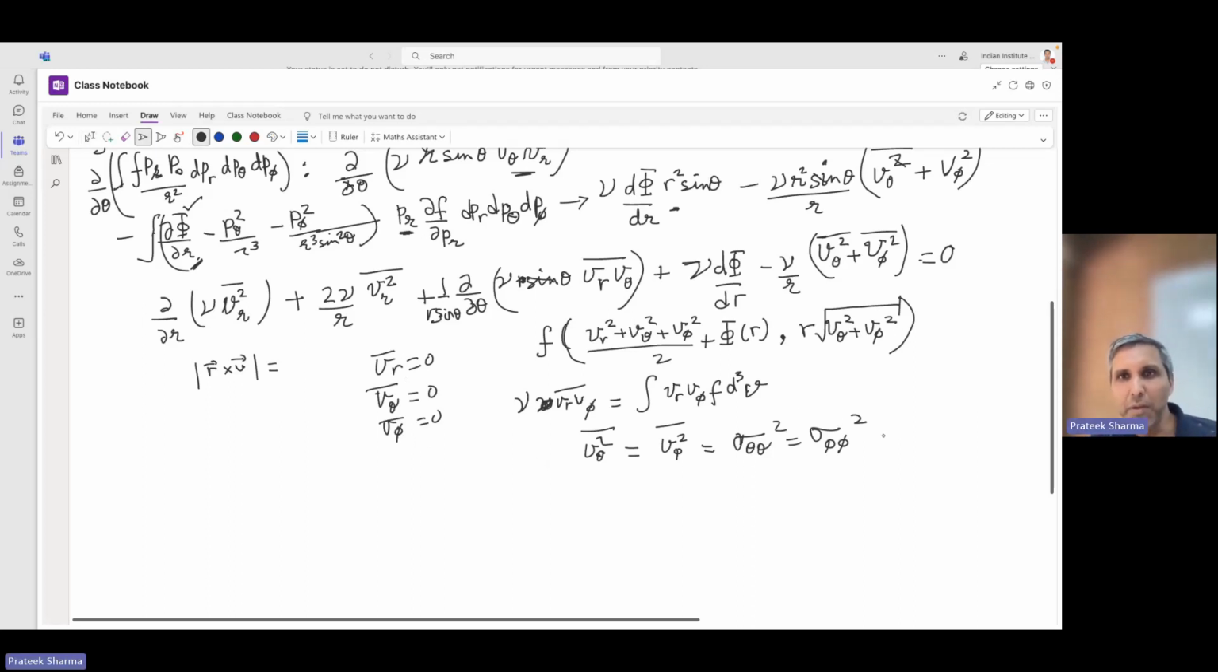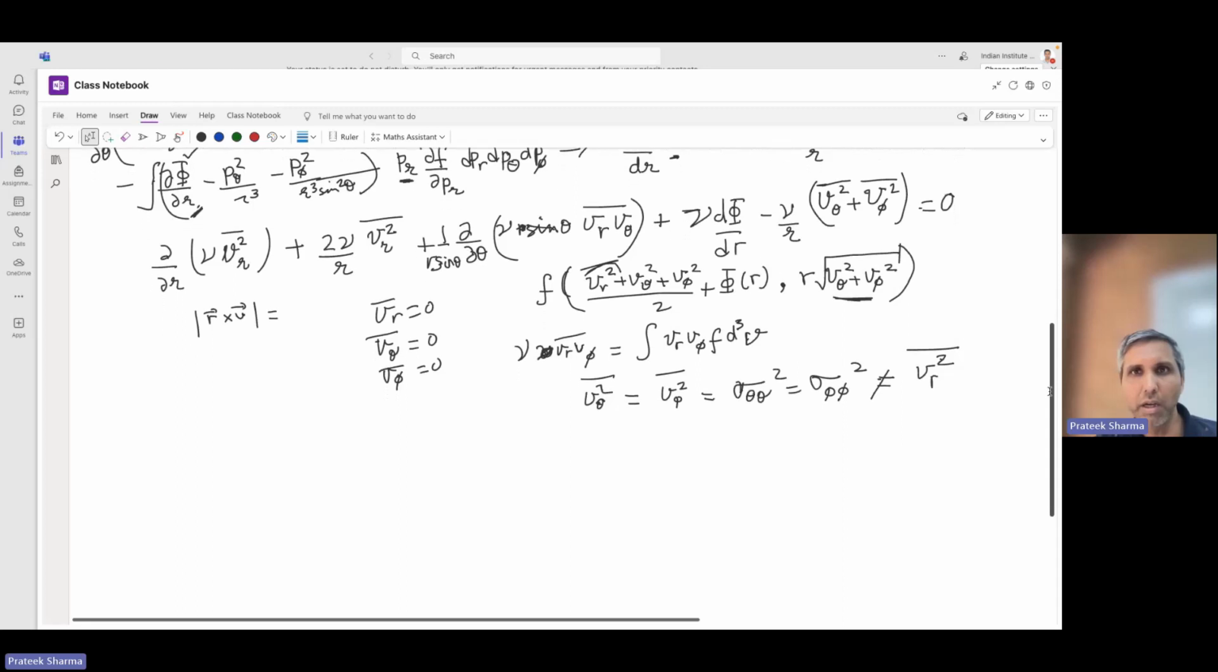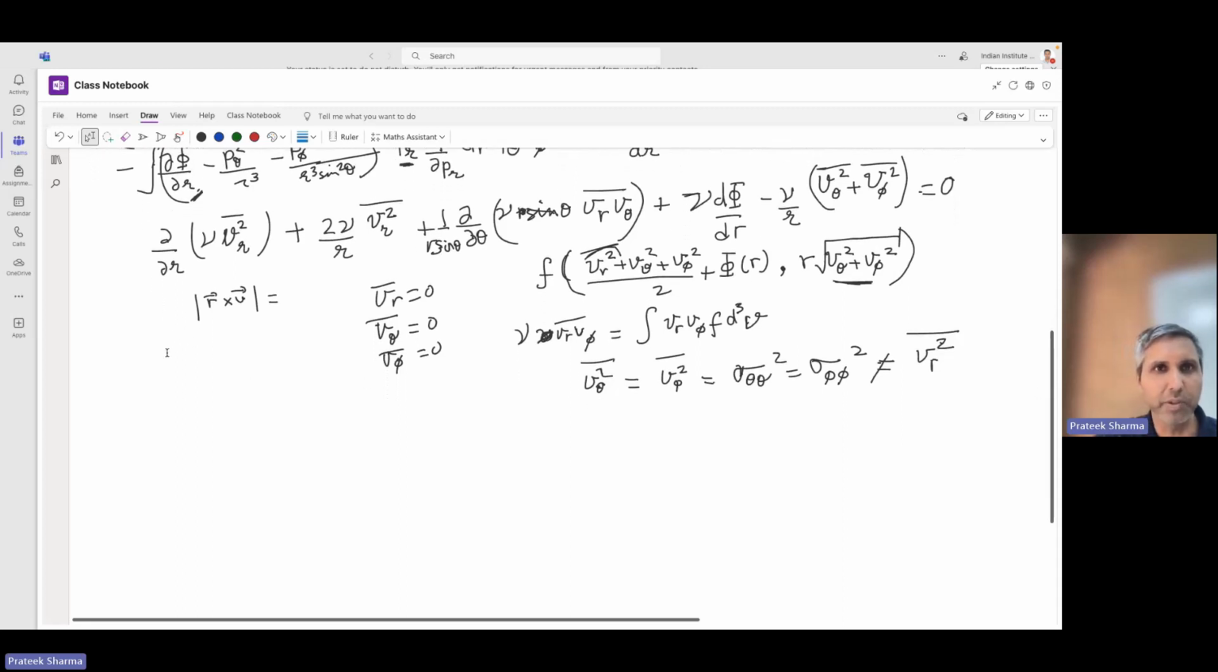But this is not equal to, in general, VR squared, right? Do you see this? Because there is VR squared appearing here, which is on the same footing as v theta and v phi, but there is no VR squared here. So just from the form of your f and from the symmetries, you can actually gather so much out of these equations. So your Jeans equation becomes this one.